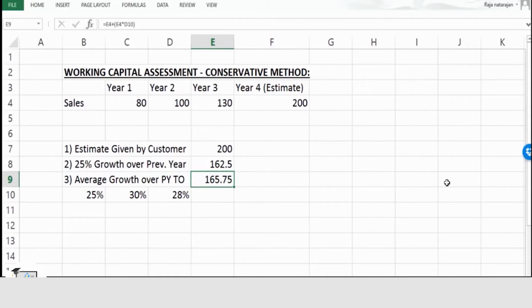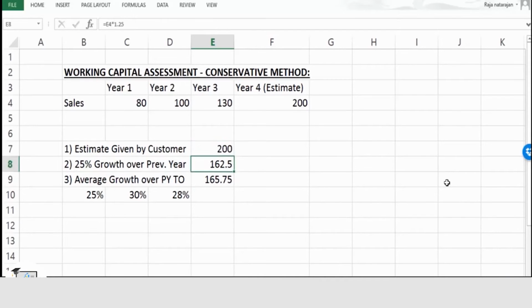Average growth over previous year, okay, it means we are determining the estimated turnover by applying the average growth over previous year turnover. We know previous year turnover is 130 and average growth is 27.5%. So we get 165.75. So now the bank would take one figure as an estimate.